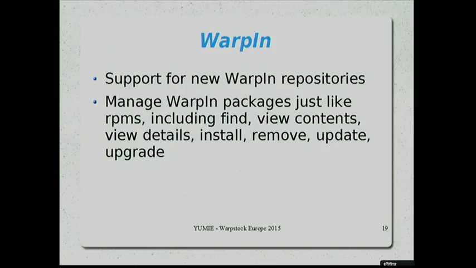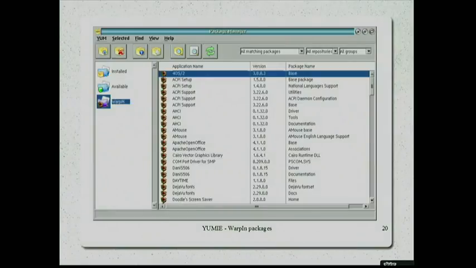So this is what a list of Warpin packages looks like in YUMIE. Notice the icon's different, so we can tell if these are Warpins right away. And of course, on the left, we can see that we've selected the list of Warpin packages. Next slide.